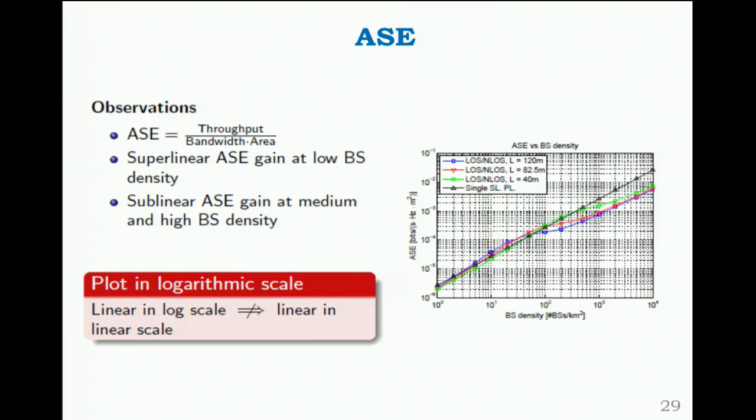Yeah, we have some small scale fading. And also, I think shadowing. Yes, shadowing. It's implicitly considered by the stochastic geometry model.